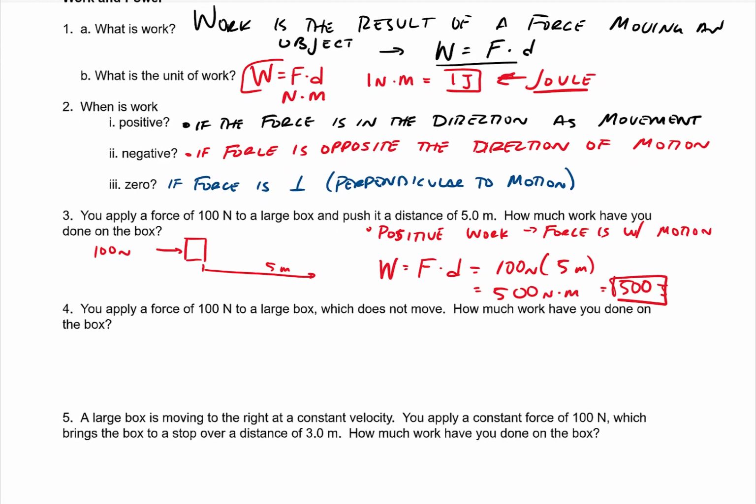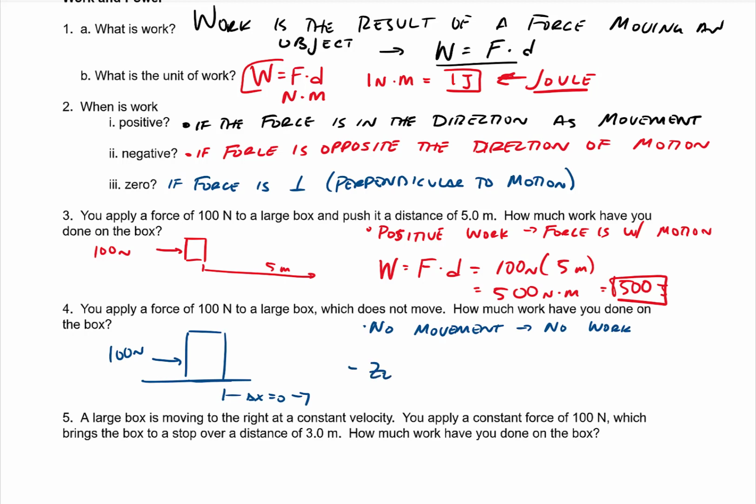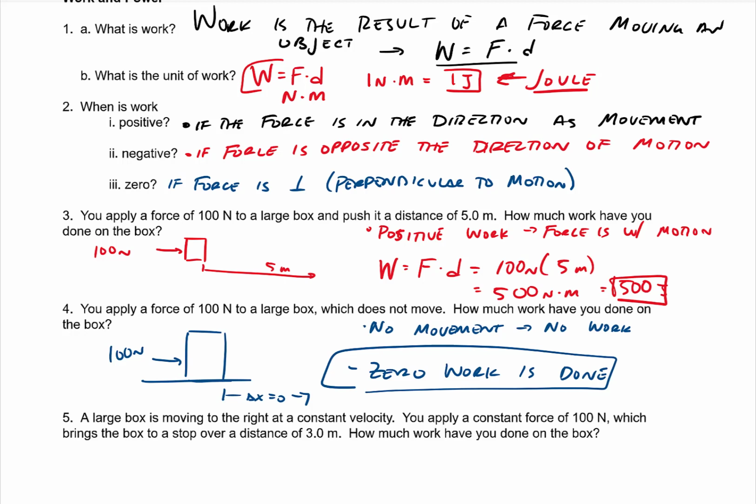So if you apply 100 newton force to a box and that box doesn't move, so here's our box, you push with 100 newtons, but the displacement is 0 because the box doesn't move. No movement in this case means no work. So we have 0 work done here. Because there is no movement, we're not going to have any work. You're exerting a force, you're exerting effort physically, but the work done on the box is 0.